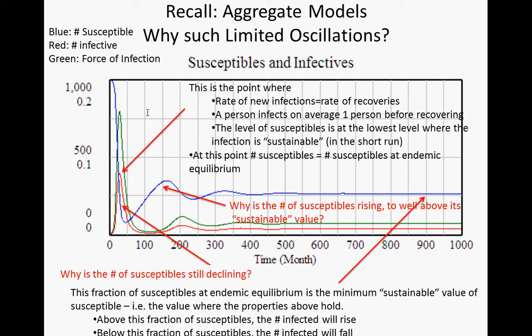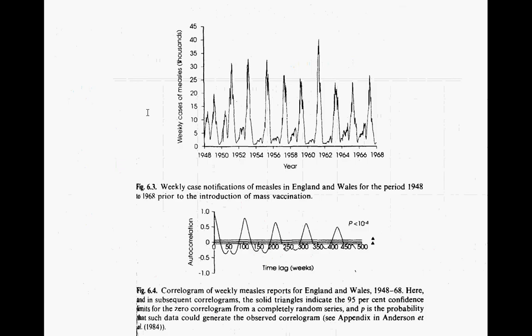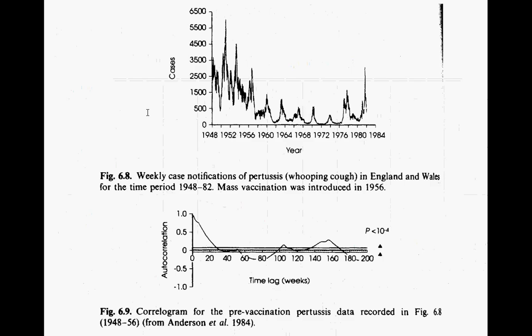And yet, when we look at data for things like childhood infectious diseases, we see these waves, but these waves don't die off. They look like this. This is chickenpox here in Saskatchewan. This is measles and mumps in Saskatchewan. This is measles in England. This is pertussis in England. We see these persistent spikes in infection. There are waves quite like this, but they don't just die out. They don't just equilibrate. They stay pronounced.